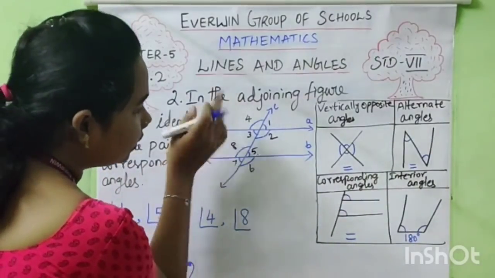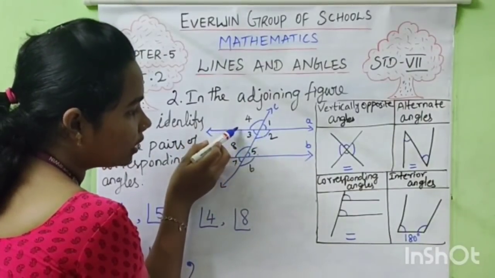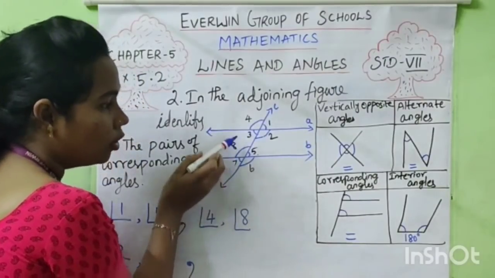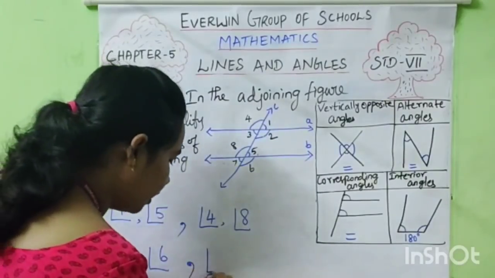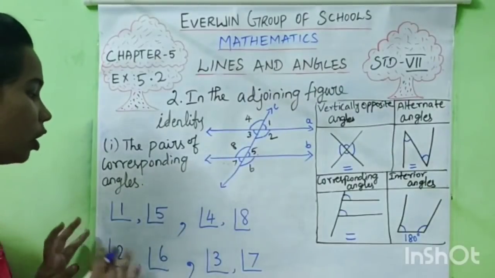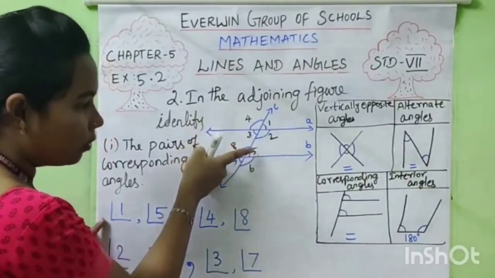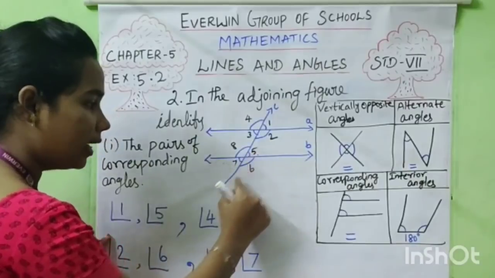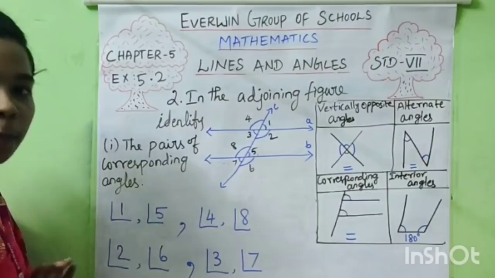Next, down left. What is there in down left? To this line, 3. Okay, to this line down left is 7. So 3 and 7 are corresponding angles. Angle 3 and angle 7 are corresponding angles. There are 4 pairs of corresponding angles. Those are 1 and 5, 4 and 8, 2 and 6, 3 and 7. Clear children? I hope everyone is clear.